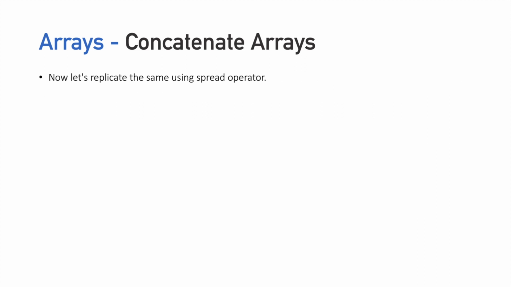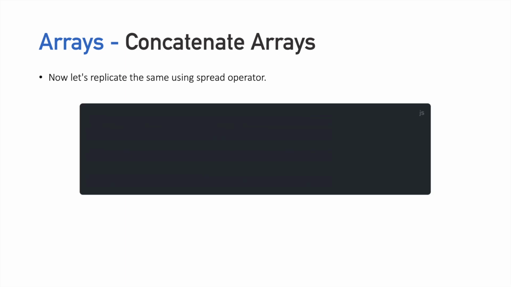Now let's replicate the same using the spread operator. So again we have array1 with elements 1, 2 and 3, and we have array2 with elements 4, 5 and 6. Now using the spread operator, we'll have array1 equal to an array where we expand the elements of array1 using the spread operator, followed by the expansion of elements of array2 using the spread operator.